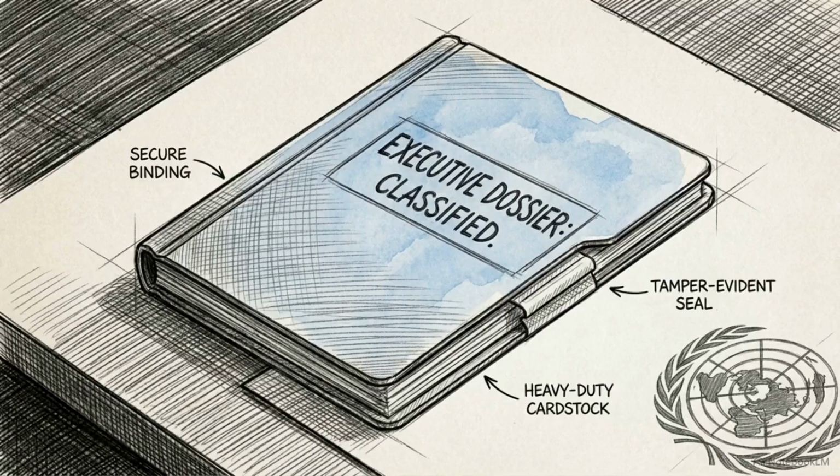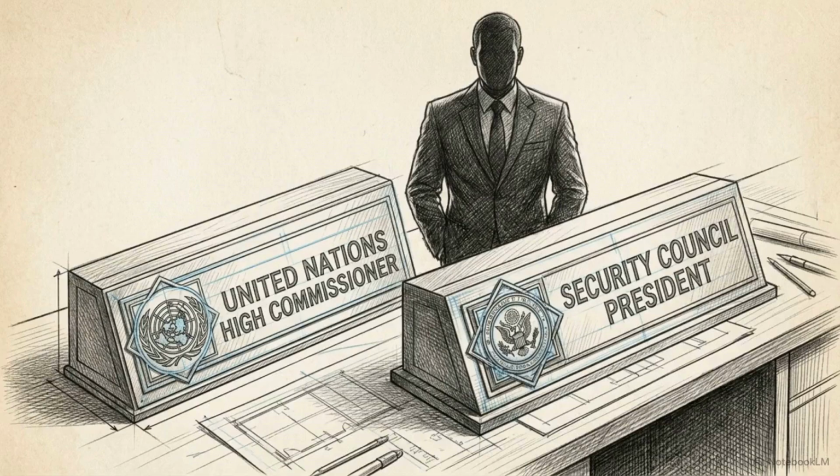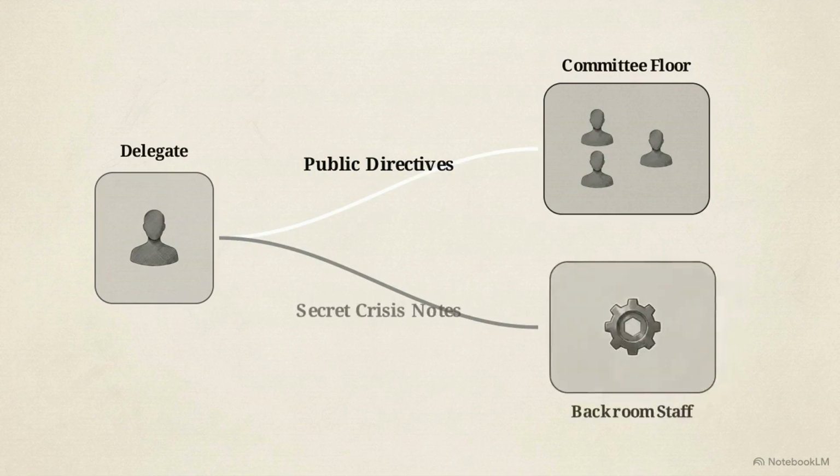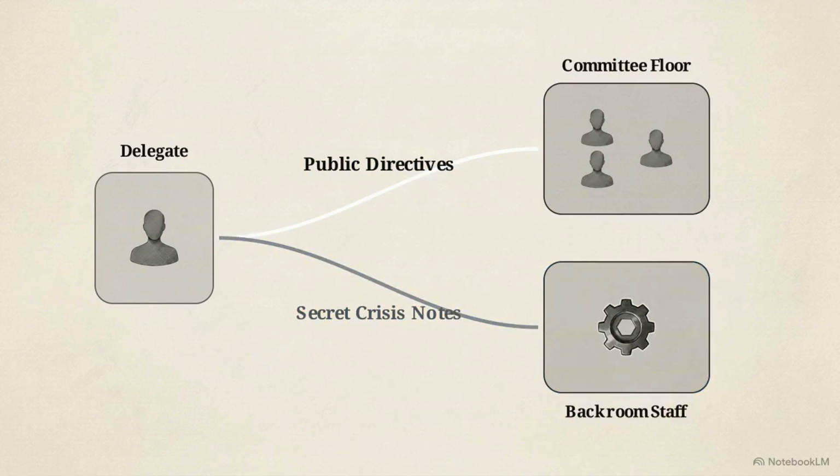Step 5 applies to crisis committees. Here, you represent an individual with specific portfolio powers, such as a minister of finance or an intelligence director, rather than a whole country. This requires a dual-track strategy, using public directives to influence the committee floor while executing secret crisis notes to the backroom staff.